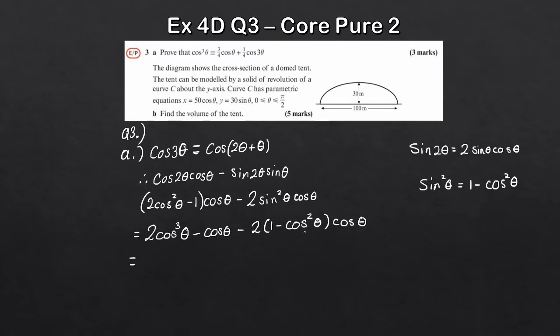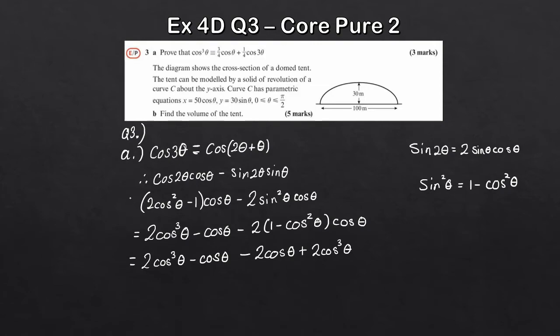So again, we can just keep simplifying. Just keep this part here as it is. So 2 cos cubed theta minus cos theta. So now minus 2 times 1 and then times that by cos theta, so that gives me minus 2 cos theta. Okay, and then minus 2 times minus cos squared theta would be 2 cos squared theta, and then times it by another cos theta, so we get plus 2 cos cubed theta. Okay, and then at this stage here, we just need to simplify.